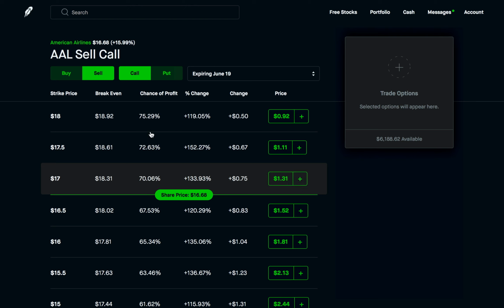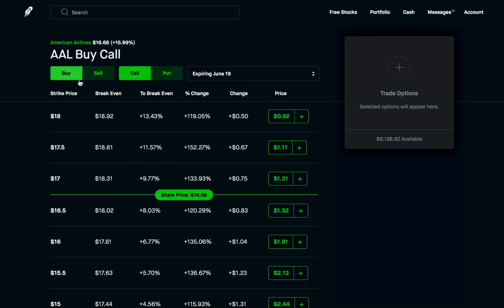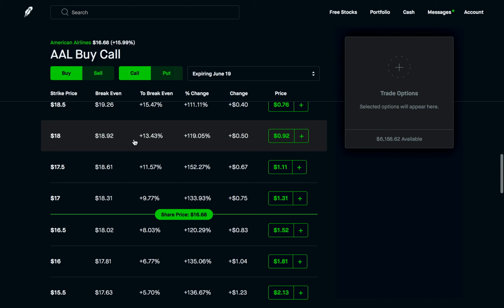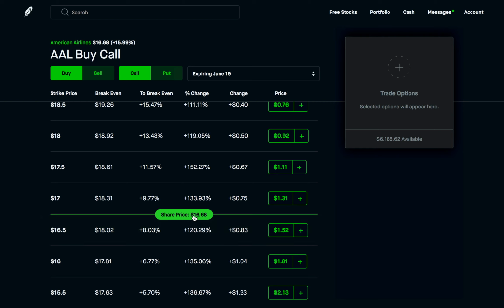And in contrast to that, when you buy a call, let's say I were to buy this call right here at an $18 strike price. What this is saying is if the share price of American Airlines goes to $18 or above on or before June 19th, I can decide if I want to. I have the right, but not the obligation, to purchase 100 shares of American Airlines at $18 a share.